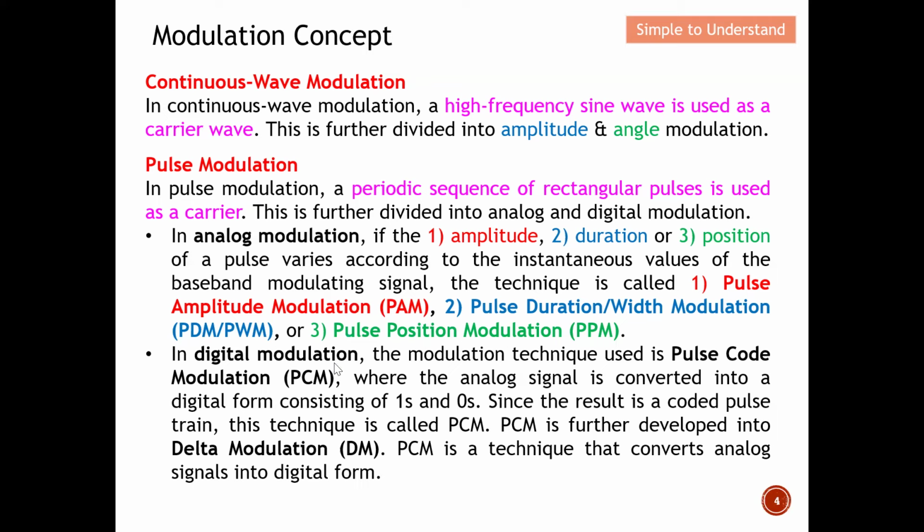In digital modulation, the modulation technique is called PCM, pulse code modulation, where the analog signal is converted into a digital form consisting of 1 and 0. Basically, in nature, the signals are all analog. So under PCM, we convert them into either 1 or 0. Since the result is a coded pulse train, this technique is called PCM. PCM is further developed into delta modulation. In short, PCM is a technique that converts an analog signal into digital form.